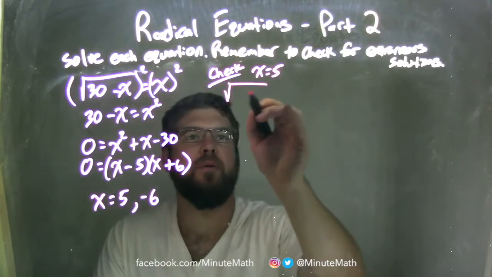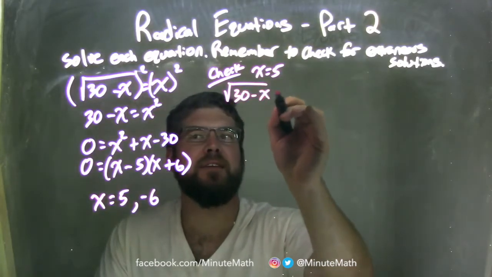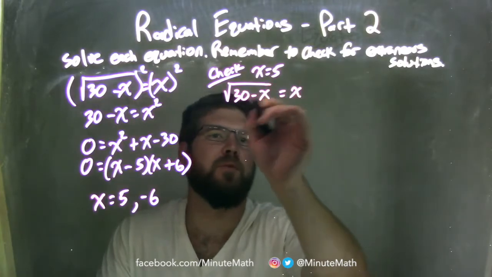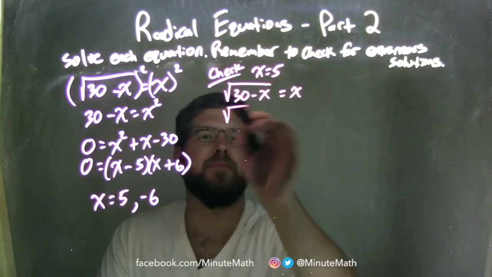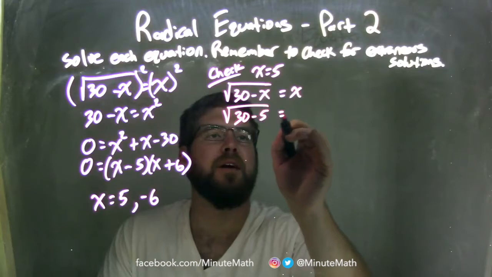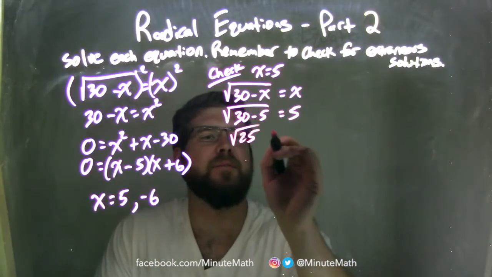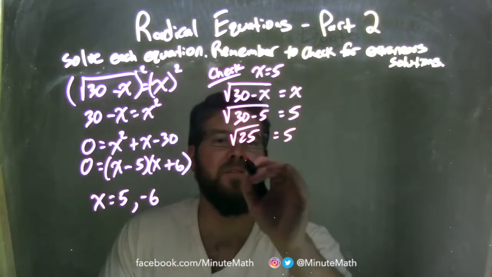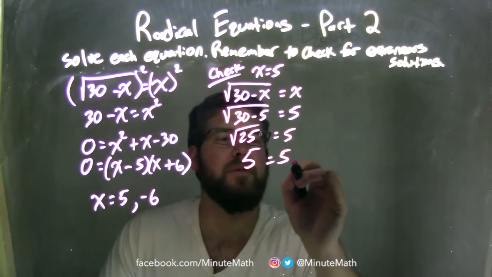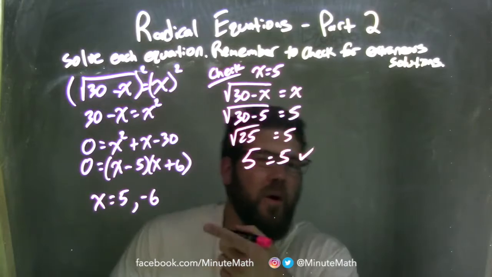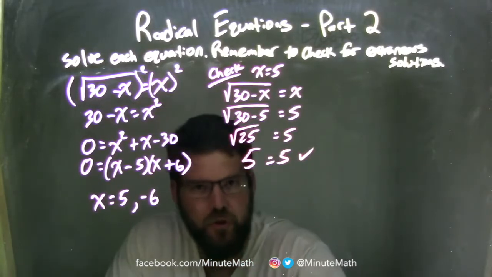I take my equation, the square root of 30 minus x equals x, and I'll plug 5 in. So the square root of 30 minus 5 equals 5. 30 minus 5 is 25. Fantastic. And the square root of 25 is, in fact, 5. So we're good. Left and right are equal. We know x equals 5 is a true answer.